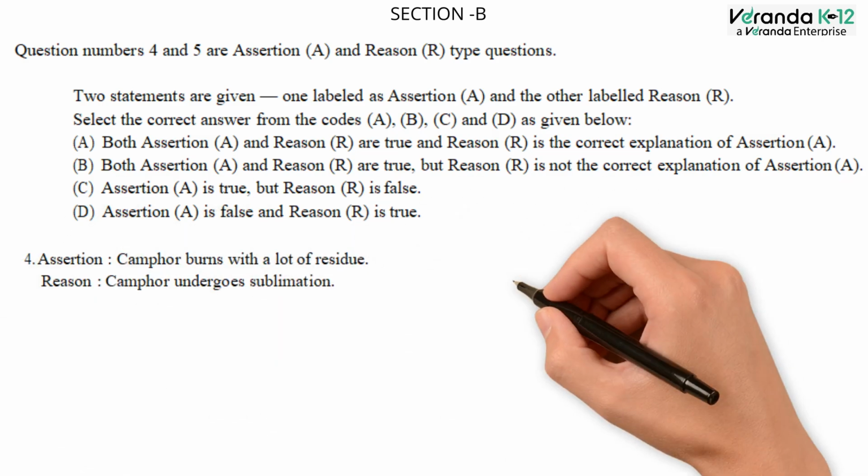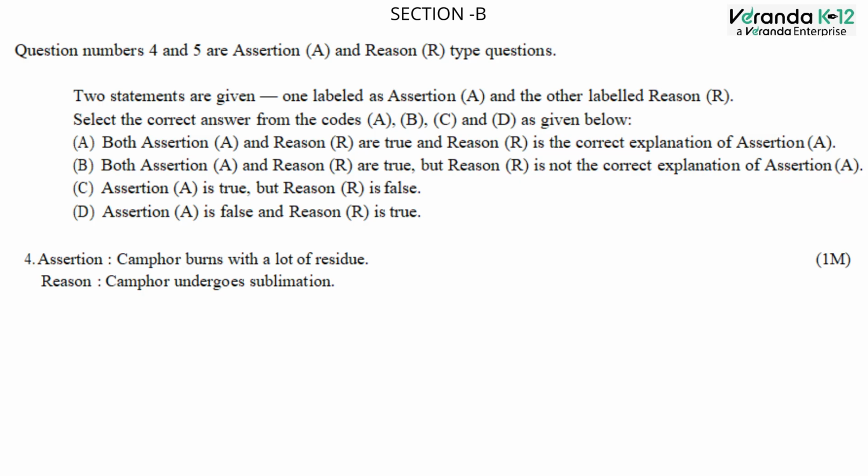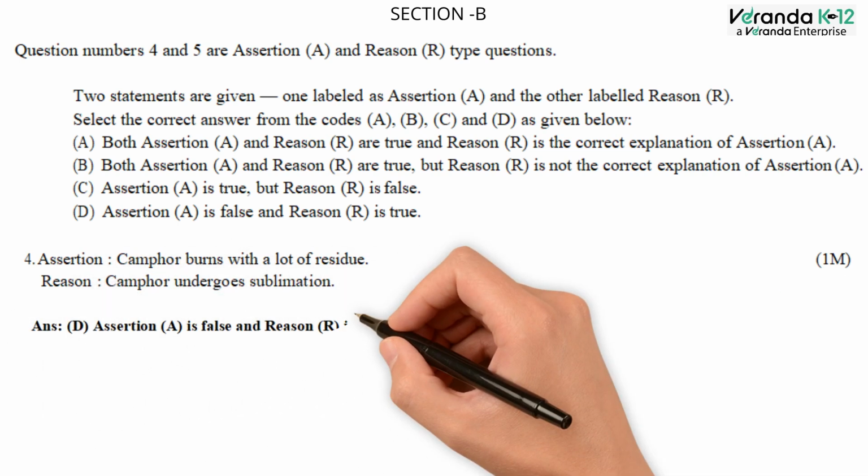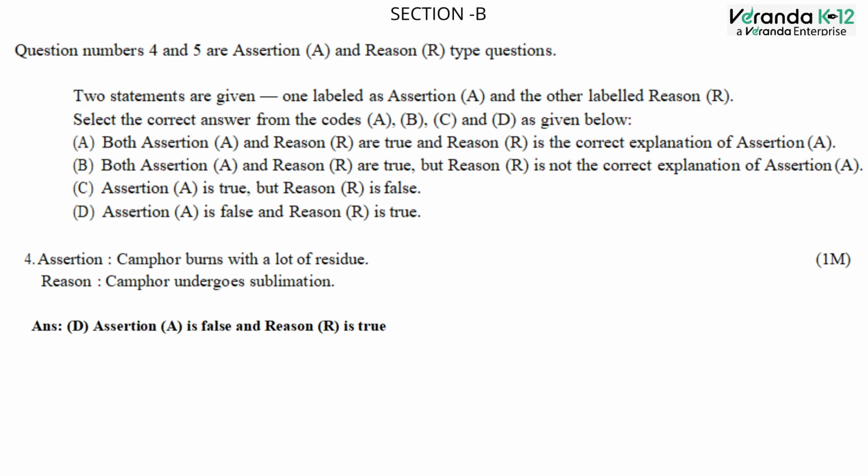Question number 4. Assertion: camphor burns with a lot of residue. Reason: camphor undergoes sublimation. The correct answer is option D. Assertion A is false and reason R is true. We know camphor has a sublimable property. On burning, it will not leave any substances. Therefore, it will not leave any residue. So, the assertion is wrong.